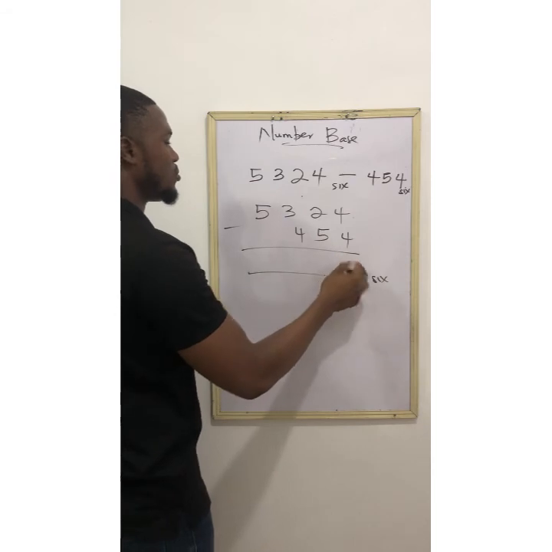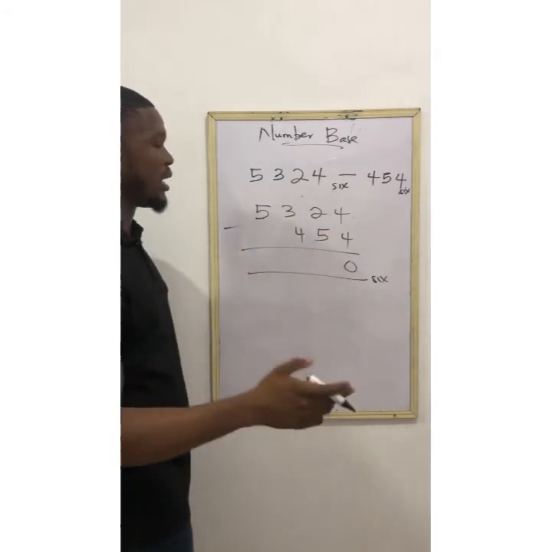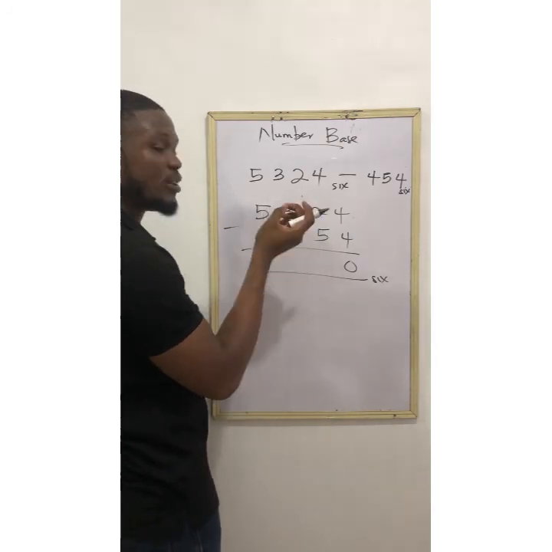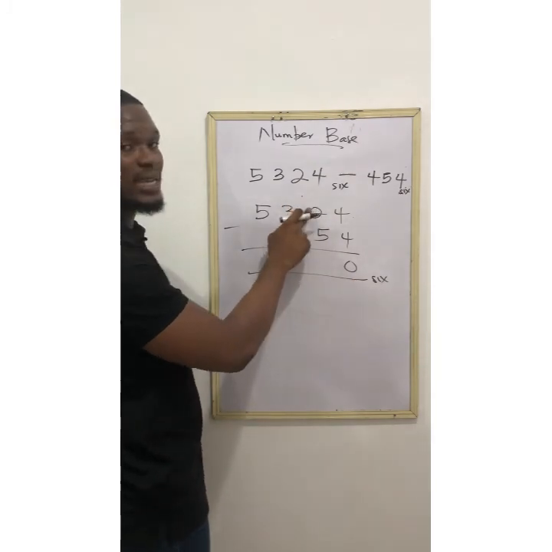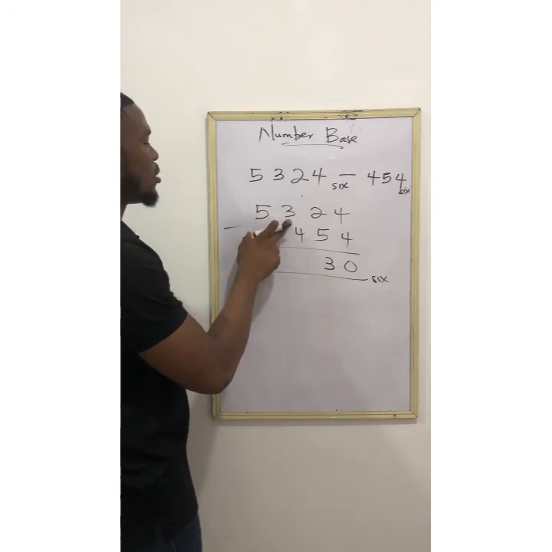4 minus 4 is 0. No problem with that. 2 minus 5, that can't go. So we'll have to borrow again. You borrow from this. And when you borrow 1 from this and add it here, the value of the 1 borrowed returns to the base, which is 6. 6 plus 2 is 8. 8 minus 5 is 3. Here is remaining 2. 2 minus 4 can't go.